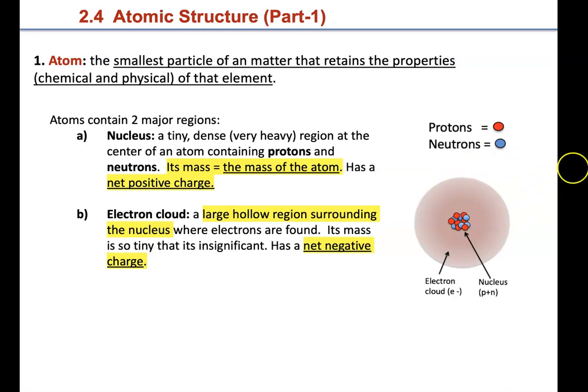The mass of the nucleus makes up 99.9% of the atom. So the mass of the atom is equal to the mass of total protons plus neutrons, or the nucleus. We discount the electron cloud mass because the electrons are so tiny. And this electron cloud is kind of a hollow region. It's basically empty space.